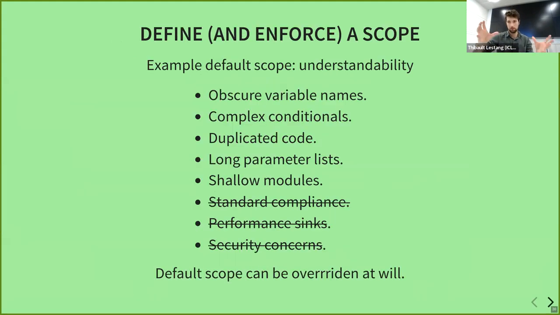Generally, you can enforce a scope. Say, by default, our code reviews are looking at understandability. And so comments about variable names, conditionals, duplicated code, parameters, everything that makes it harder to understand, they're in scope. But compliance with the standard, security concerns, performance things, for instance, are not in scope by default. But then you can choose to override this scope, saying, well, today for my code review or for this merge request, I'd like to draw your attention to performance because that's a key step. And then the different bits and pieces that are in scope are different.